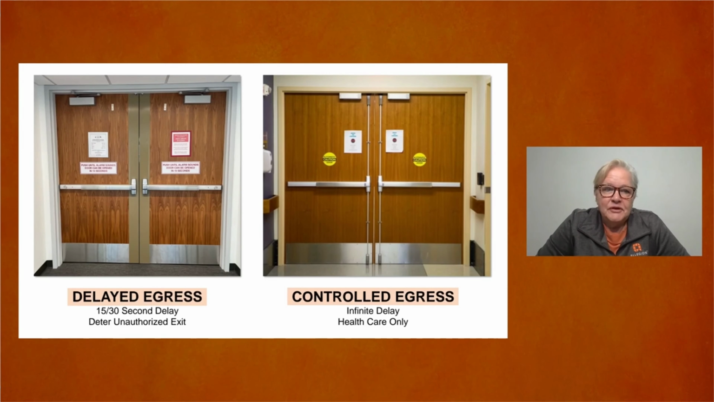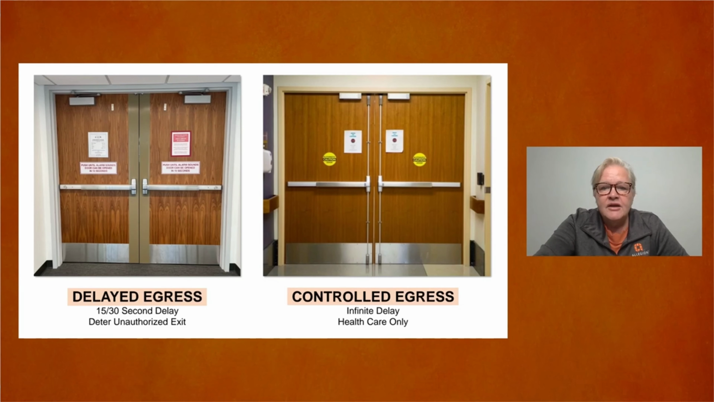So here we have two that look pretty similar. They are delayed egress on the left and controlled egress on the right. And they look similar, but the function is different and they're addressed in different code sections. So with delayed egress locks, they unlock the door for egress after a 15-second delay, or 30 seconds can be approved by the authority having jurisdiction. So these locks we're usually seeing now in mercantile occupancies like the secondary exits serving a retail space. The doors have to unlock immediately for egress if there's a fire alarm activation or if there's power failure.